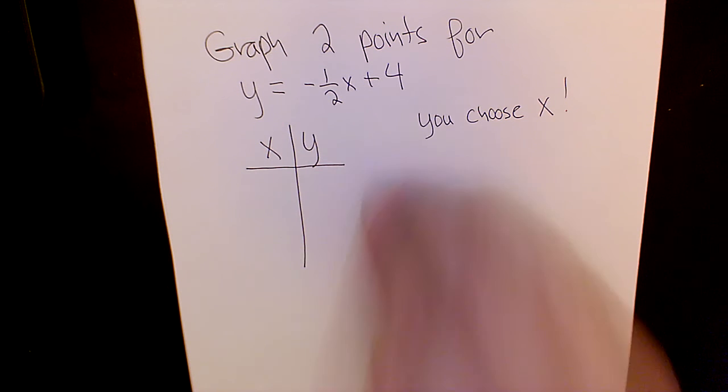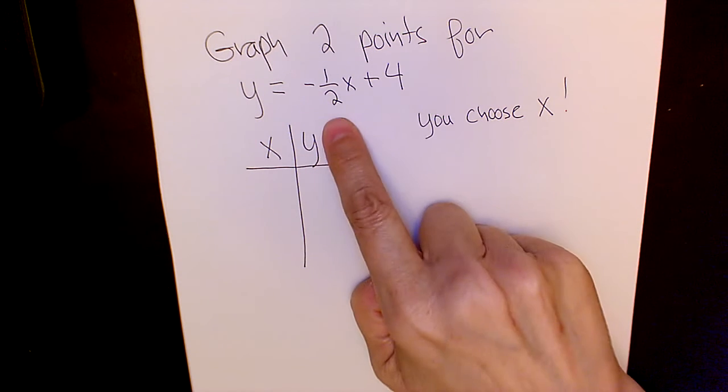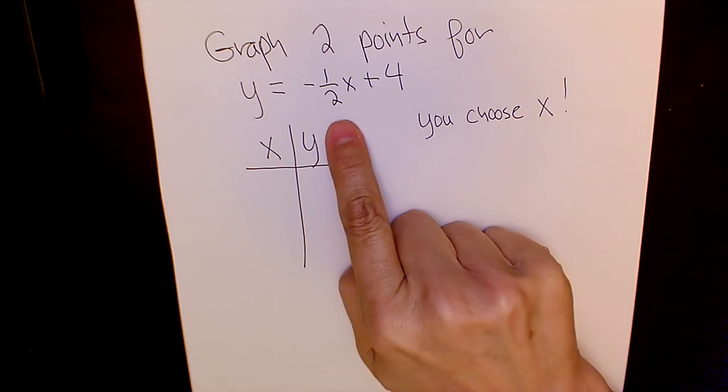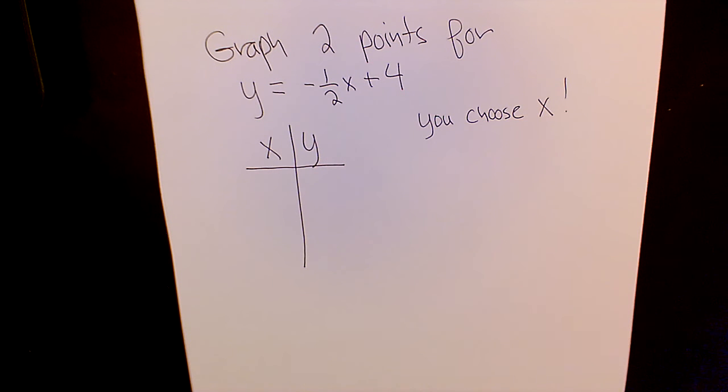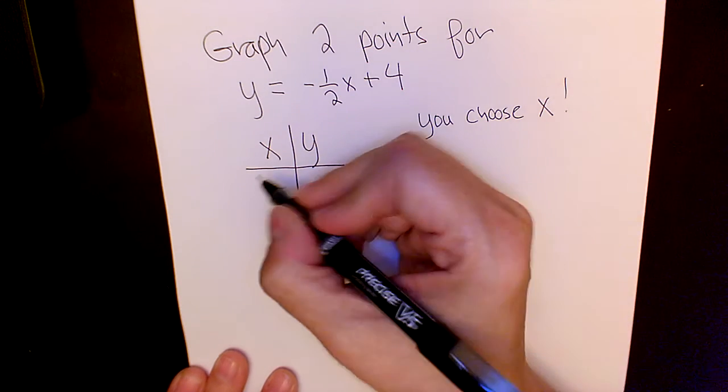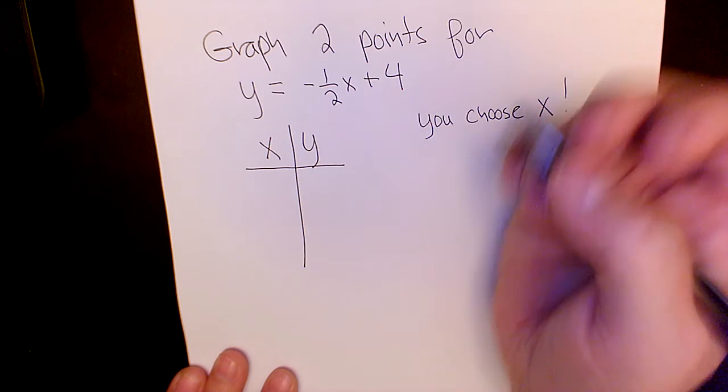Okay, so what I'm going to do is, since I'm looking at this fraction that's in front of my x, and I see it's -1/2. So since I have a 2 in the denominator, and I know 2 goes into all numbers that are even, I'm going to pick some even numbers. Okay, I'm going to pick an even number for x. So let's say I'm going to pick x is, what's a good even number?